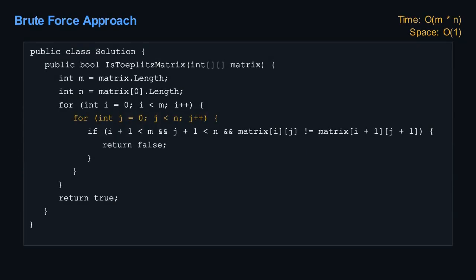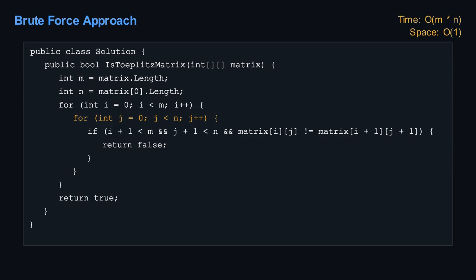The obvious thing to try is to examine every cell and compare it with the cell that sits one row down and one column to the right. You would loop over all rows and all columns, and for each position that still has a neighbor down right, you check whether the two values match. If any pair differs, you can immediately say the matrix is not Toeplitz.